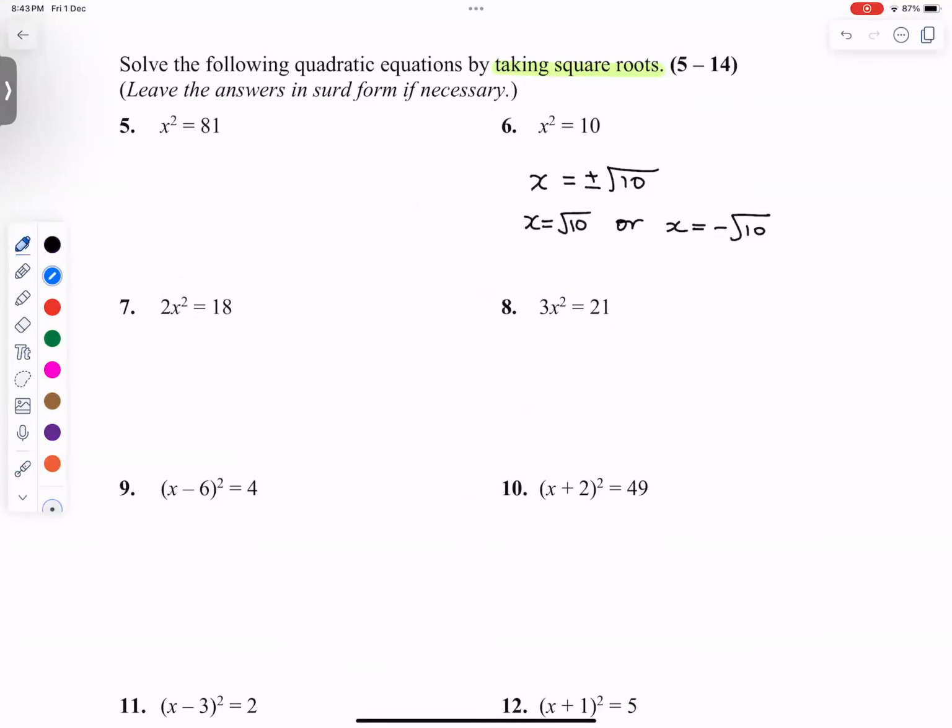First of all, if there is any number, move it to the other side first. And then 21 divided by 3, you can calculate it. It's 7. And then to remove the square, you give positive, negative square root. So we know x equals to square root 7 or negative square root 7.